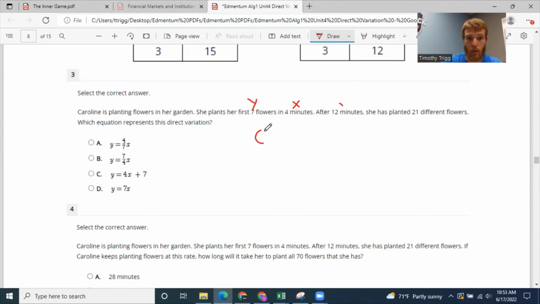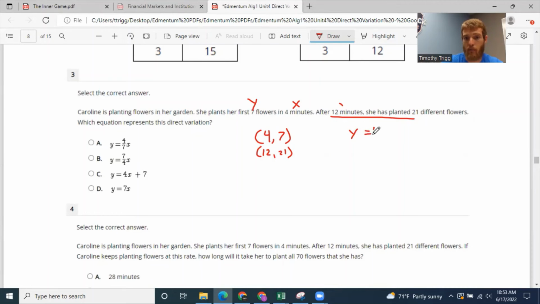So our first coordinate point is (4, 7). I know they list the 7 first, the 7 flowers, but keep in mind that in general, you want your time to be your x coordinate if time is one of your variables. And also it doesn't directly say which variable is which, in which case we usually want to consider time to be our independent variable, the x variable. All right, so then our second coordinate point is (12, 21) in this case, because after 12 minutes, she planted 21 plants. So let's go ahead and find our k.